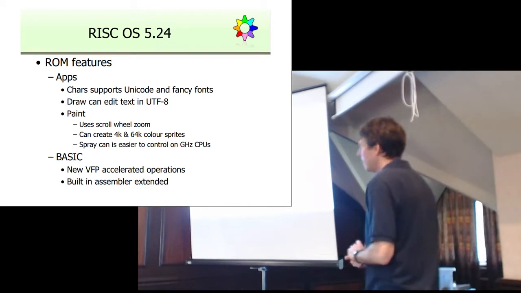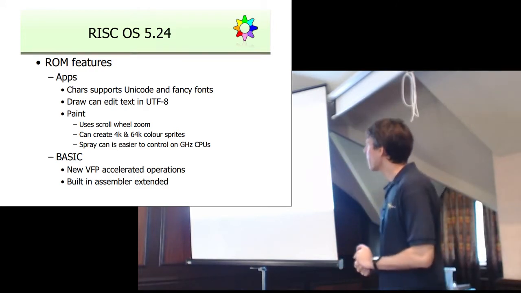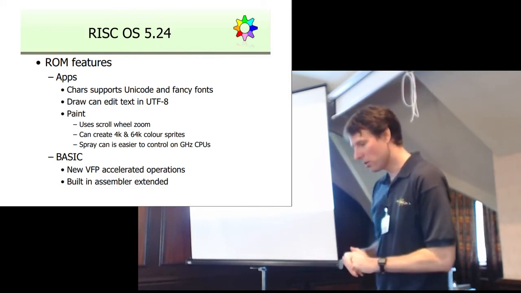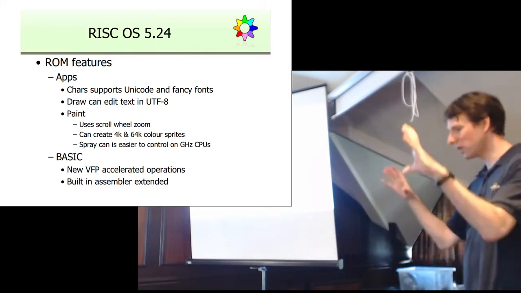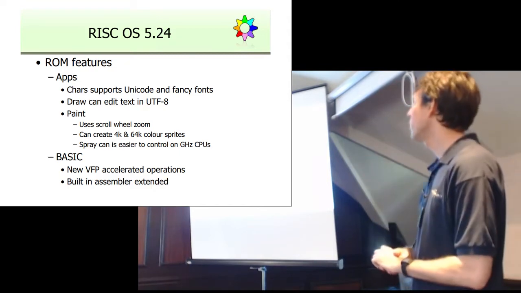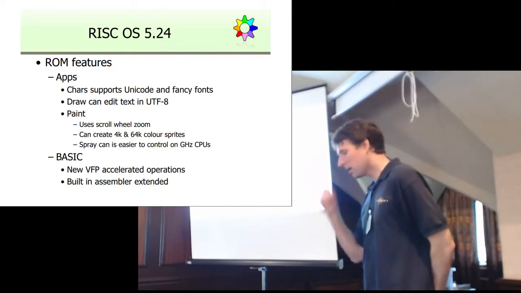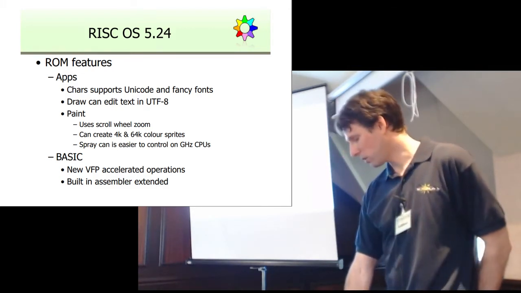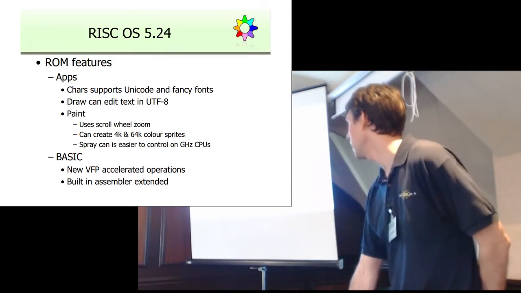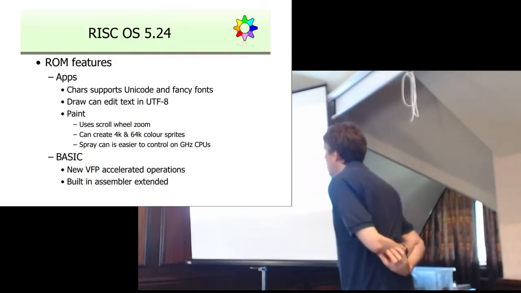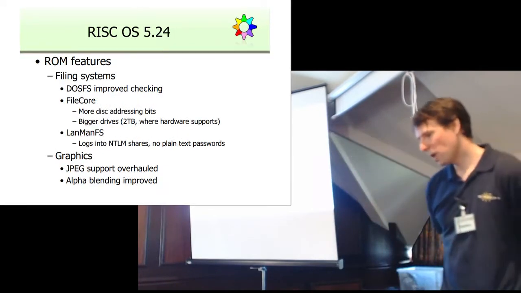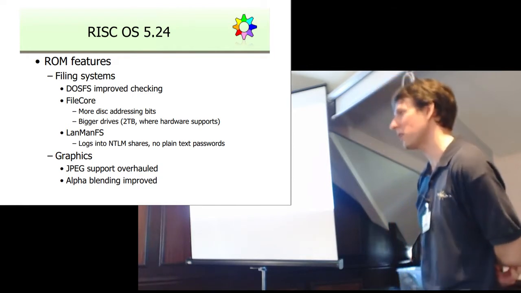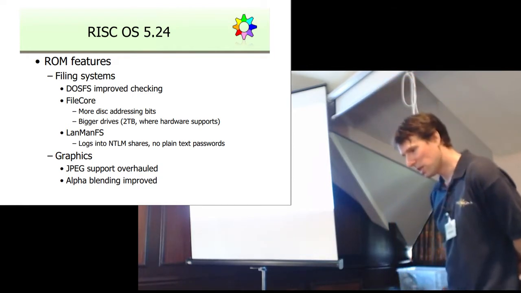Similarly, at the ROM end, that's a very whistle-stop tour through those. The chars application, or characters application, can now look through Unicode fonts rather than being stuck in the monospace system font. Those bits from Paint, the Paint bounty are dribbling through. The VFP, the Vector Floating Point Accelerated version of BASIC that I mentioned a few slides earlier. DOSFS is now a bit more tolerant. If you try and plug in a disk it doesn't understand, it will just leave it alone. Previously, it would have a go at it and then crash horribly. So that's been sorted out.